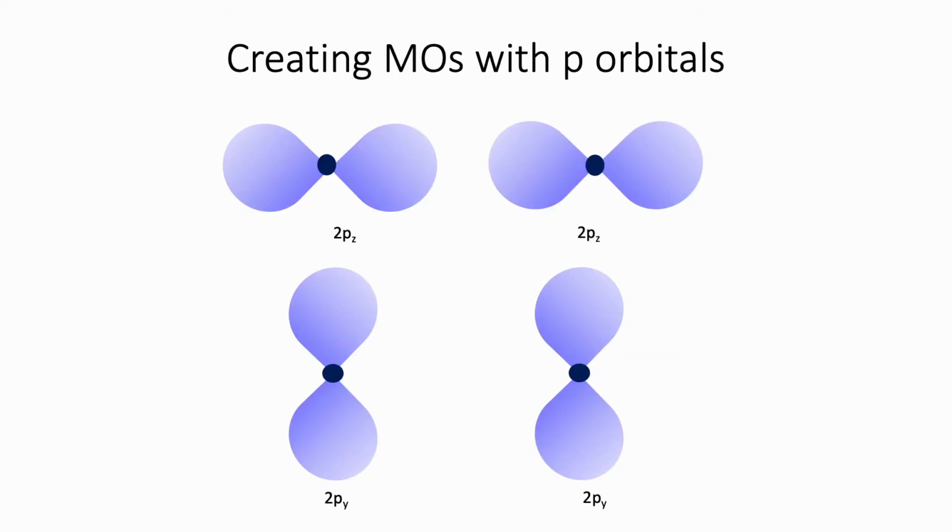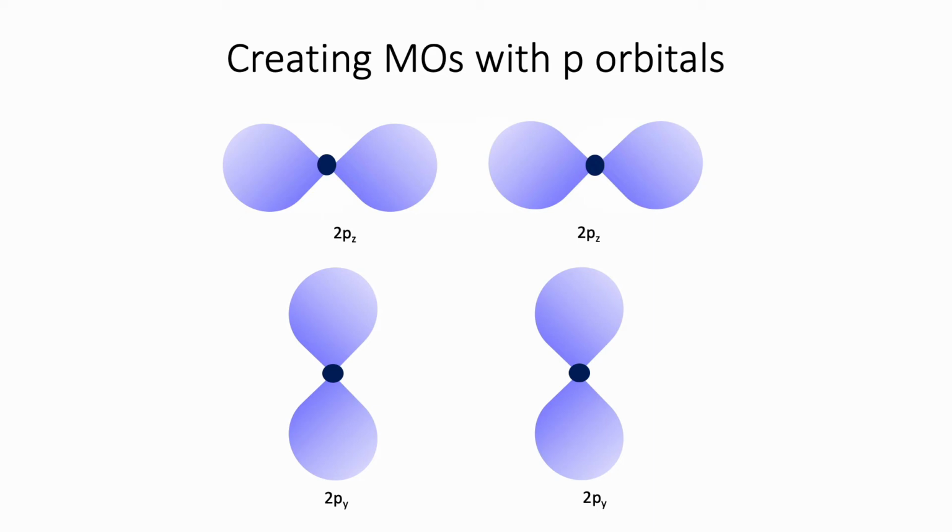All right, let's talk about how to create molecular orbitals with p orbitals. So there are 3 p orbitals, the px, py, and pz. But there are only 2 ways you can combine them to create molecular orbitals. So the py and the px are going to behave the same way. They're going to have similar ways of overlapping. It's just that in this case, it's the px that's sticking straight out of the screen at us. So it's basically going to look like the py rotated at 90 degrees.